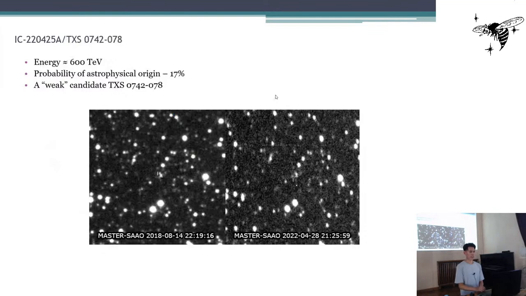And the last candidate, TXS 0742-078, and IceCube 220425A. Energy of the event approximately 600 electron volts. Probability of astrophysical origin 17%, and the candidate is weak.